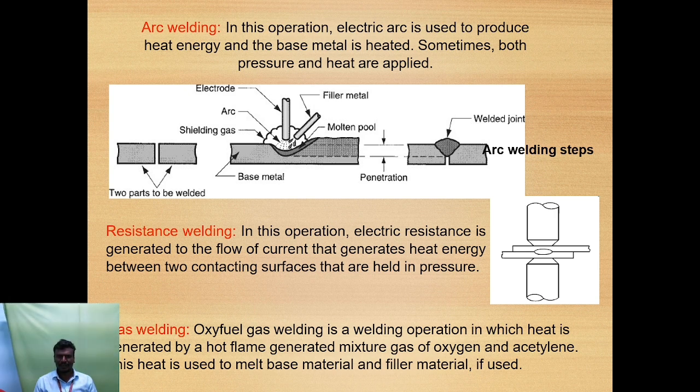And another one is the gas welding process. Oxyacetylene gas welding is a welding operation in which the heat is generated by a hot flame produced by a mixture of oxygen and acetylene gases. This heat is used to melt the base material and the filler material when it is used.